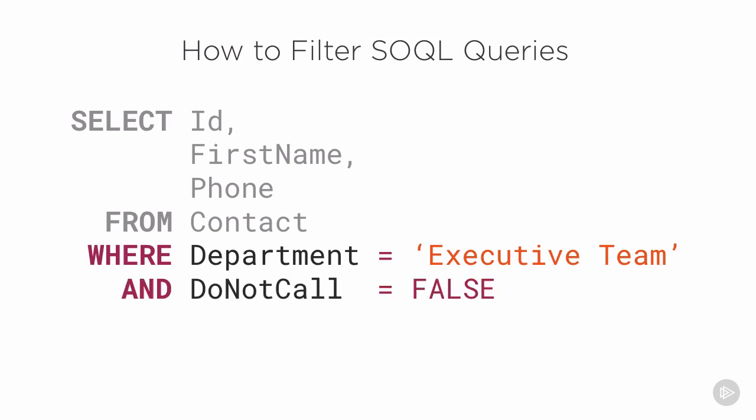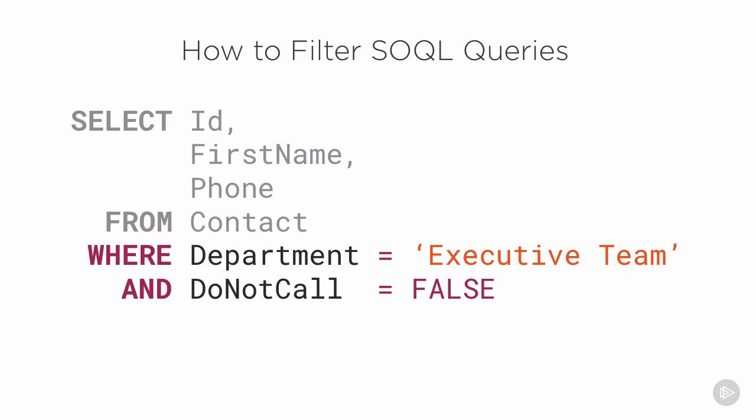First of all, I need to exclude anyone that's on my do not call list. It's probably just one or two people. So I'll add a second filter using the and keyword. Do not call must be false. This time, I don't need single quotes around the false filter value, since false is a Boolean value, not a text value.